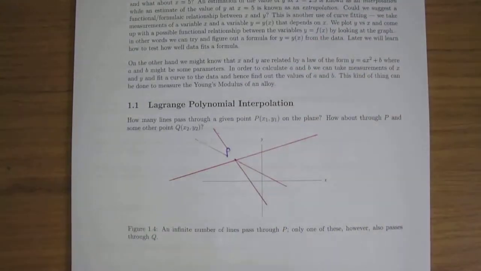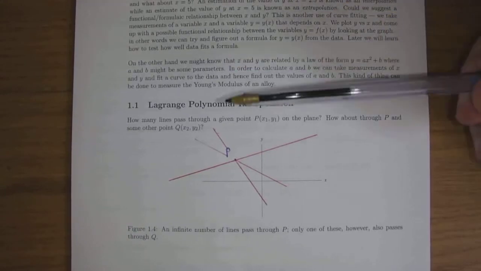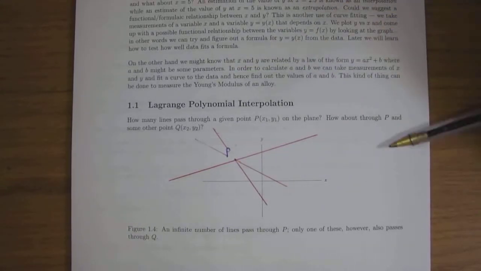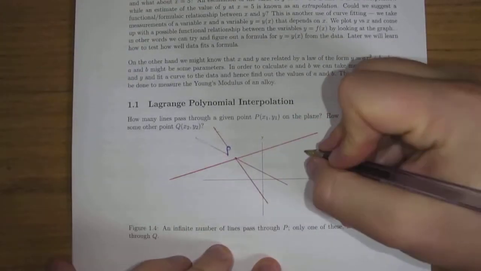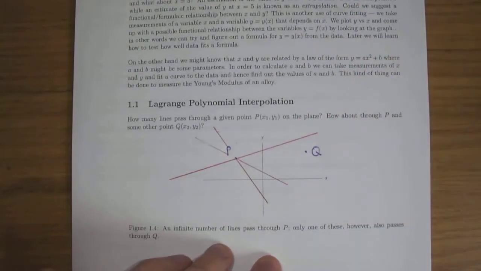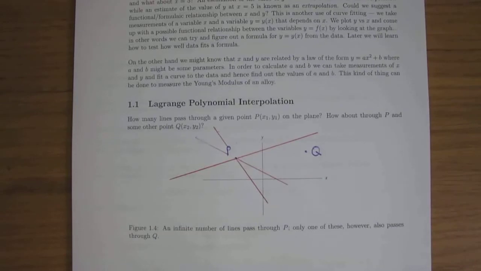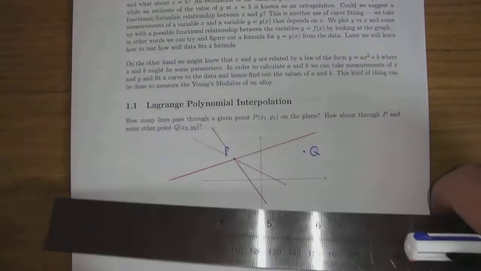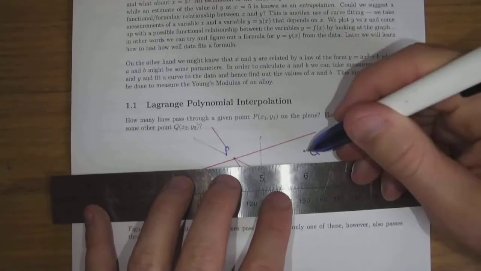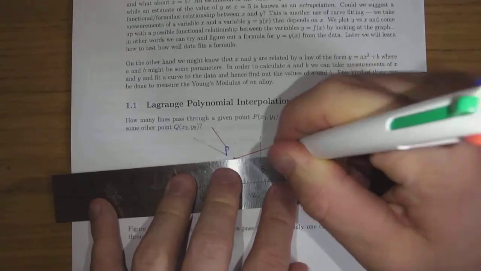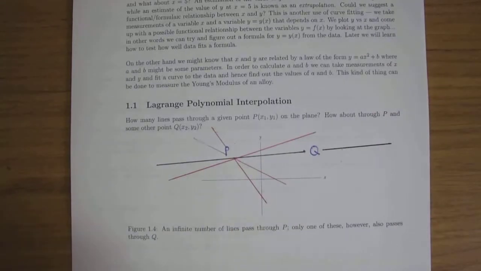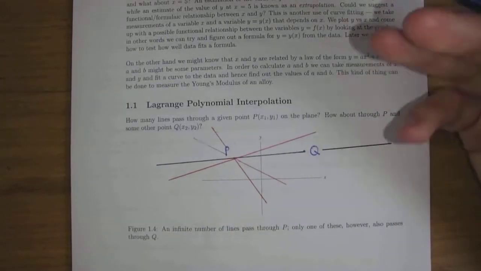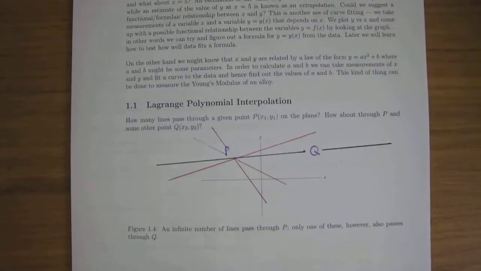However, if I specify a second point, and for technical reasons I'm not going to do it underneath or above, but over here somewhere, and it has to be a different point, Q, then there's only one line that goes through the two of them. So this would be called the interpolating line. And in fairness, if you've only got two data points, the line of best fit is just put the line through the two of them.